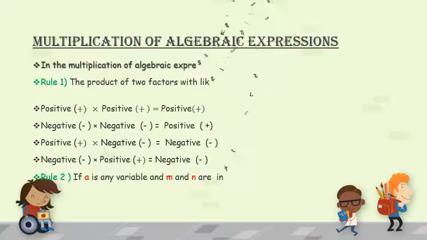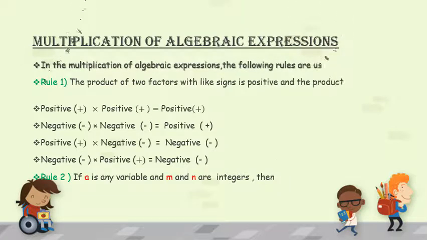While multiplying algebraic expressions, we have to keep the following rules in mind. We have already learned that when you multiply two numbers with like signs, the answer is positive, and the product of two numbers with unlike signs is negative. It means positive into positive gives positive, negative into negative gives positive, and the product of a positive and a negative number is a negative number.